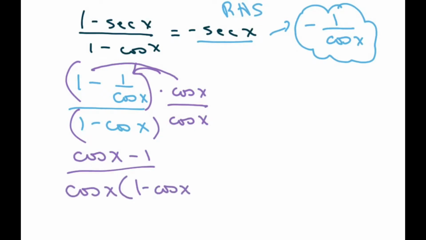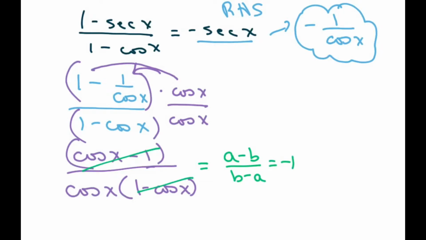(1 minus cosine of x). And the reason I did that is, hopefully you know this, when you see this form of a minus b divided by b minus a, that equals negative 1. So if you cross those two out, that equals negative 1. So we're going to get basically negative 1 over cosine of x, which does indeed equal negative secant of x. So they do match up here.